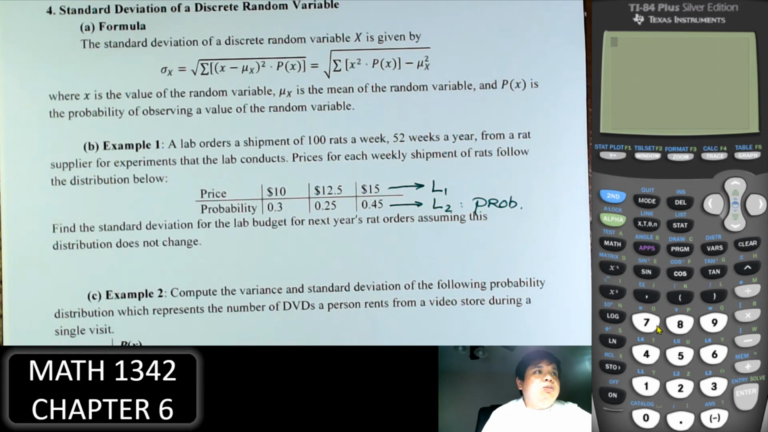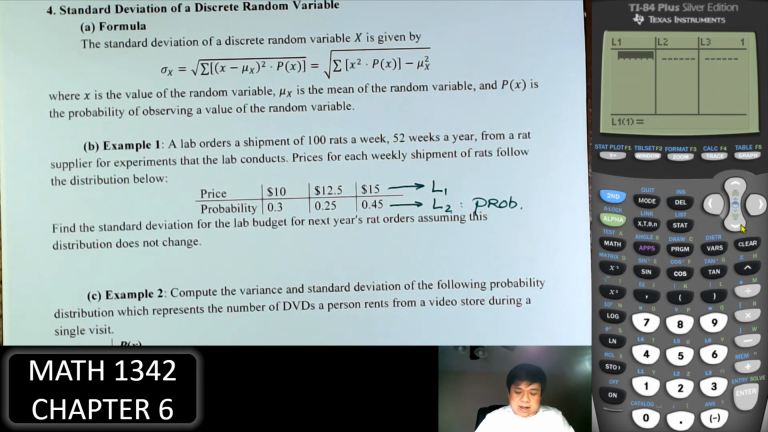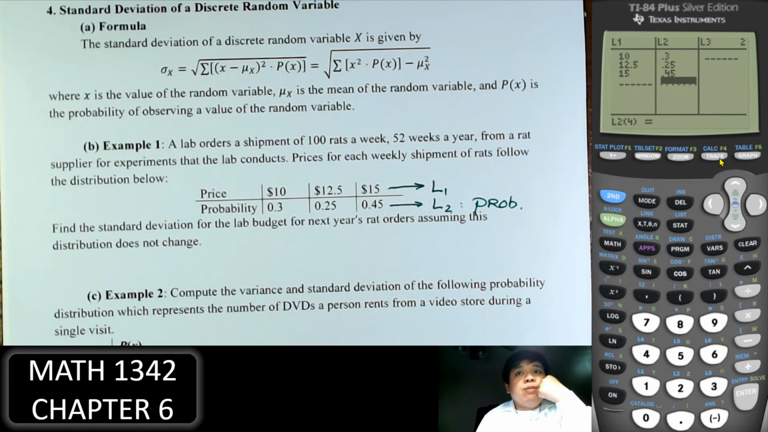So let's do it using the calculator here. Need to clear this first. Clear, and clear. Right. Now the values 10, 12.5, and 15, with corresponding probabilities 0.3, 0.25, 0.45. Right. So once again, probability in list 2, the values in list 1.